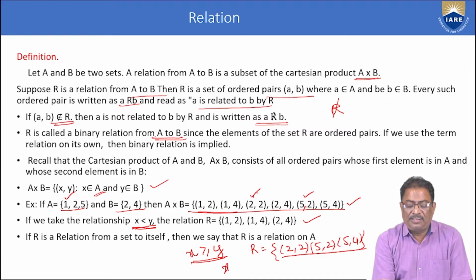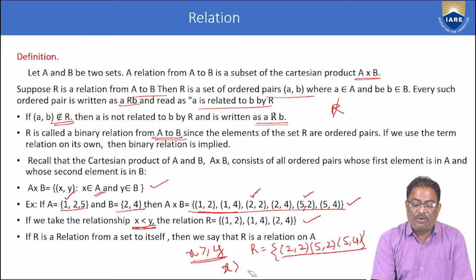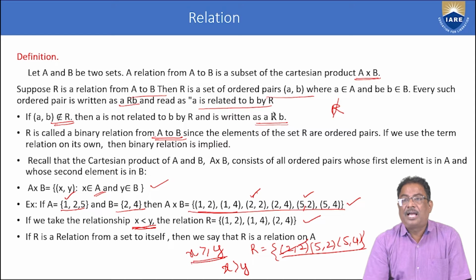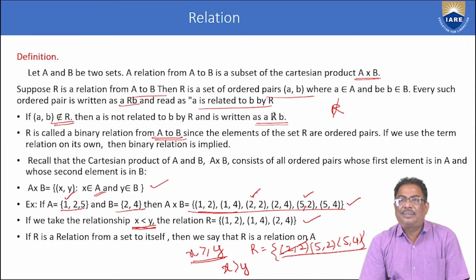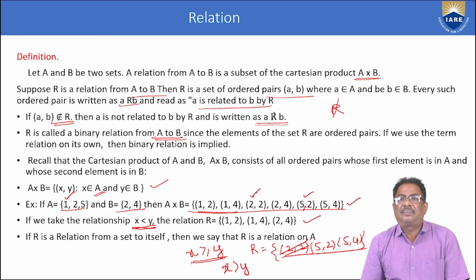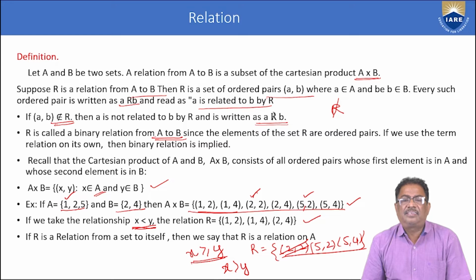And suppose I consider x is greater than y as the relation, then I am not going to consider the equal pairs. So I can consider only (5,2), (5,4). So this is the relation set I am going to get. In general, we can call a relation a subset of the Cartesian product A cross B.